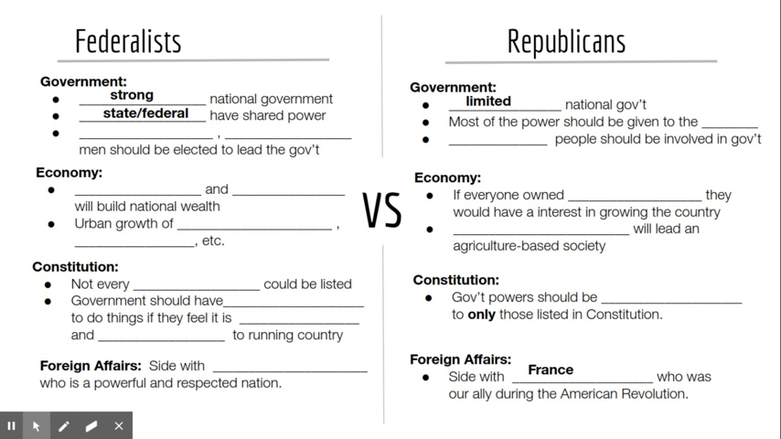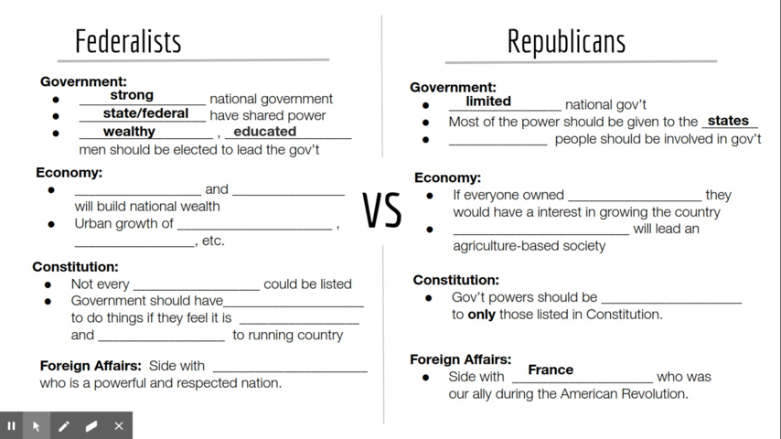The shared power of the Federalists was between state and federal. So they should share the power, but again, the national government should have a lot more power, meaning federal. And most of the power, again, for the Republicans should be for the states. So for the Republicans, it was limited national government, more power to the states. For the Federalists, it was a stronger national government, but the state and federal government have some shared powers. Well, who should have more power, state or federal government, is actually something we have arguments and disagreements about to this day. So some things have not changed since 1796.